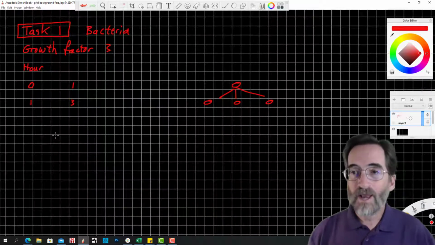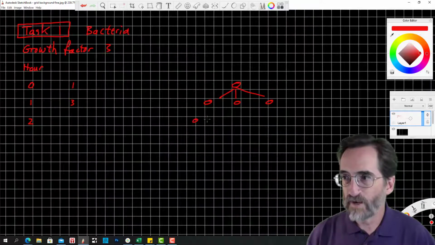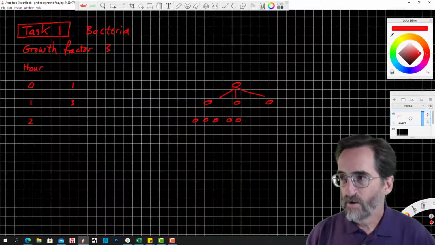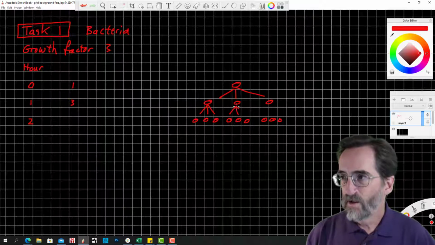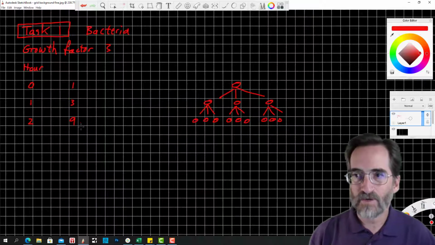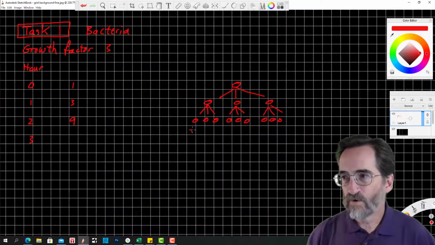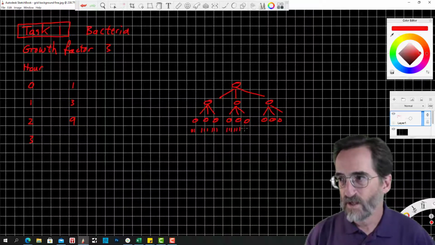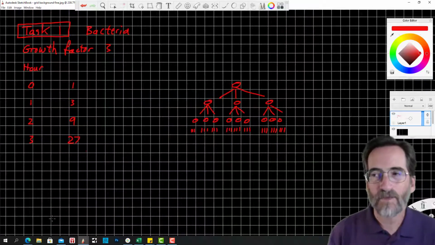But what happens the next hour, in hour number two, is each one of those bacteria divide into 3 more bacteria. So if each one divides into 3 more bacteria, let's count them. There are now 1, 2, 3, 4, 5, 6, 7, 8, 9 bacteria. You kind of get the idea. At hour number 3, there are 27 bacteria.